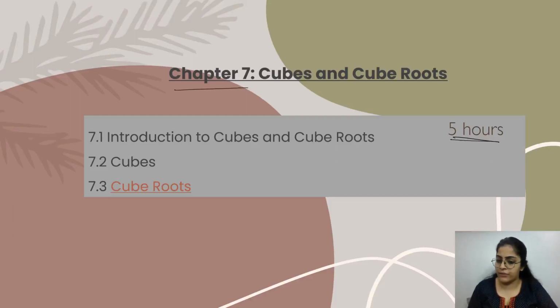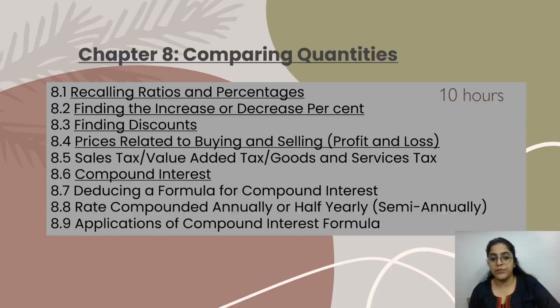Okay, so chapter number 7, we have it as 5 hours. Why am I taking 5 hours? It's the same as the previous chapter, which is square and square roots, but in this particular chapter we have cubes and cube roots, right? So cubes and cube roots, and how we can find a perfect cube and the cube root in that particular question. So this would be 5 hours.